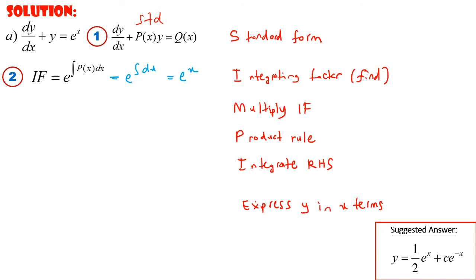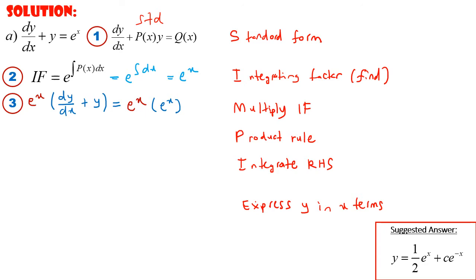So in the third step, as you notice on the right there, it is mentioned multiply. So we multiply this integrating factor on both sides of the equation. As I highlighted in the maroon color there, e^x is the integrating factor we obtained in the second step. So we multiply on the left and right hand side of the equation respectively.